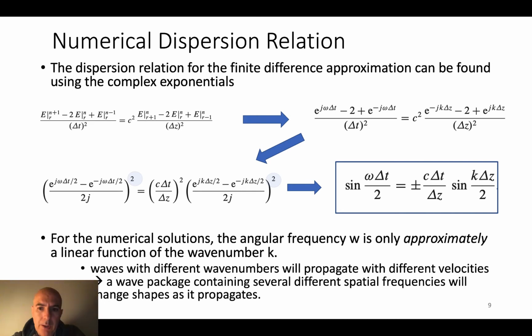However, this is the addition of our numerical artifacts. So what does it mean that we are introducing a numerical dispersion relation? Well, that means that waves with different wave numbers will propagate with different velocity. So not all the different wave numbers will propagate with the c velocity. In particular, in the case that we have a wave packet that contains several different spatial frequencies, the shape of our signal will change as it propagates. So there will be dispersion of different spatial frequencies according to the dispersion relation.